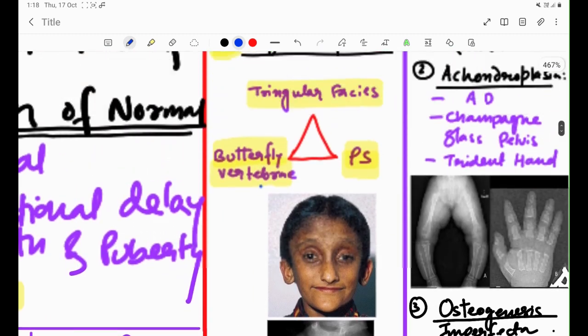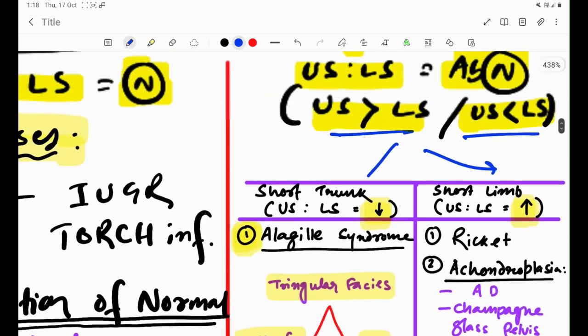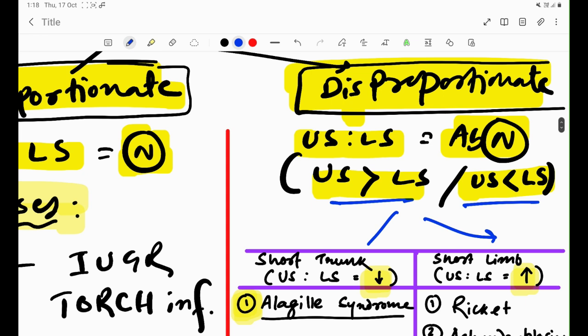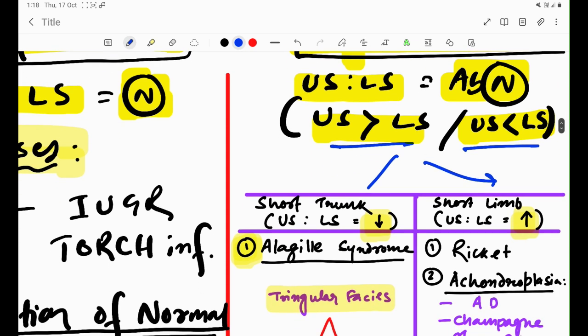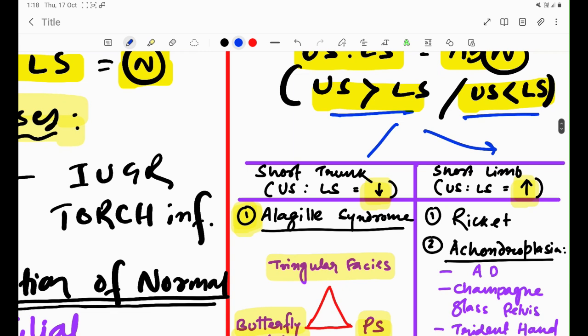Next is disproportionate short stature. What is it? It is where the upper segment lower segment ratio is not normal. This can be of two types. One is short trunk, another one is short limb. What happens in short trunk? The trunk is short, the upper segment will be short, lower segment will be normal. So this ratio decreases, and in case of short limb, the ratio increases. First we'll do the short trunk.